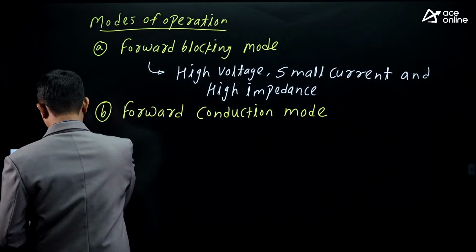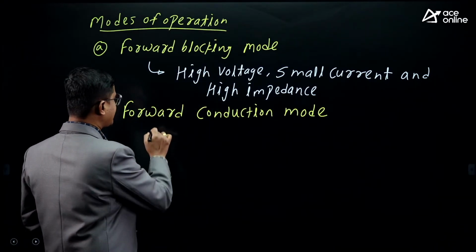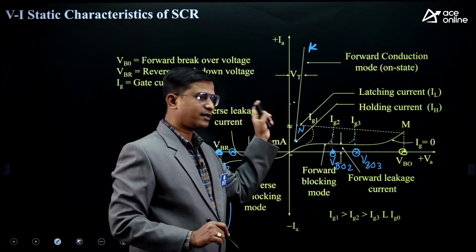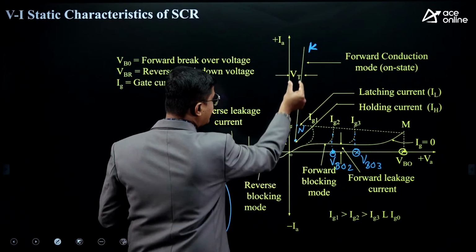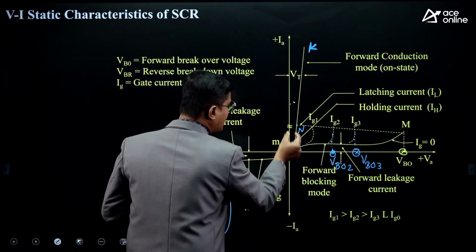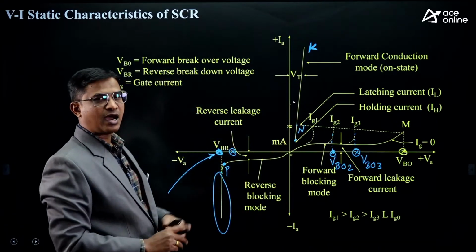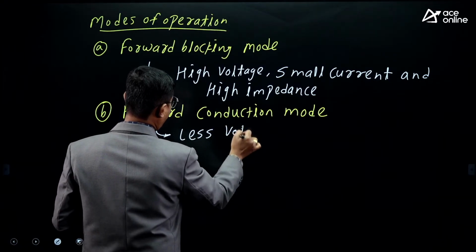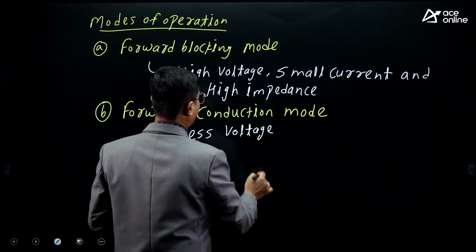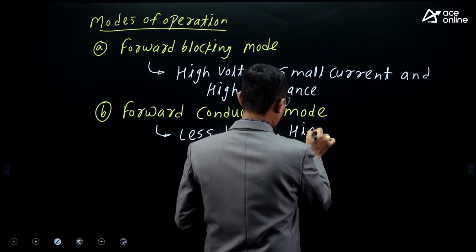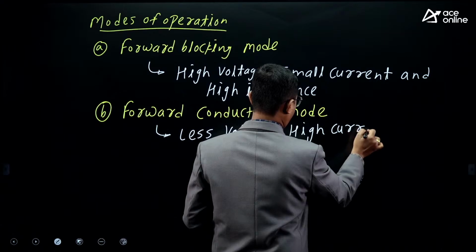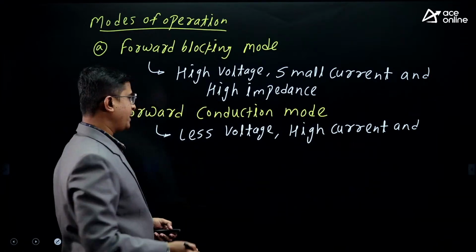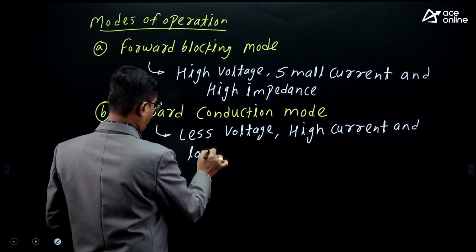Second mode is forward conduction mode. During forward conduction mode, how is the SCR characterized? With forward conduction, low voltage and high current, right? You can check the voltage across the device is very less. This is your voltage axis. So voltage across the device is low and current is high, right? So it is small voltage, high current. What is the impedance? Low impedance.